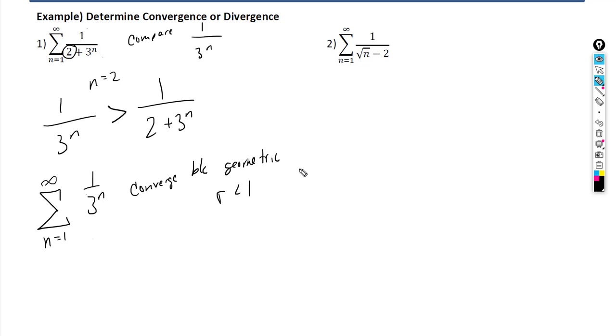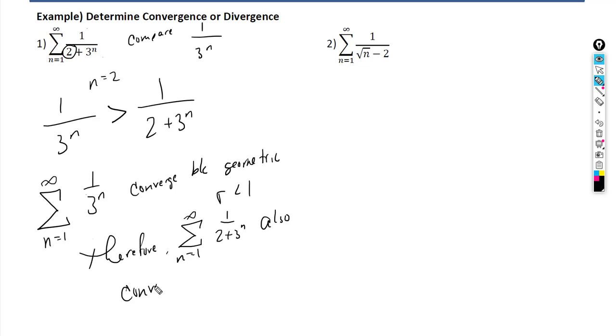Okay, r is less than 1. Again, that's from a couple videos ago when we talked about geometric tests. You got to go back if you forgot what r is less than 1 stands for. So then, therefore, we can say that the summation of the original series, 2 plus 3 to the n from n equals 1 to infinity, also converges by direct comparison.